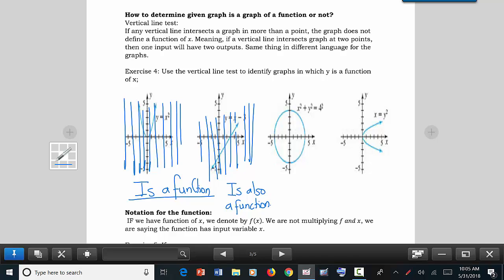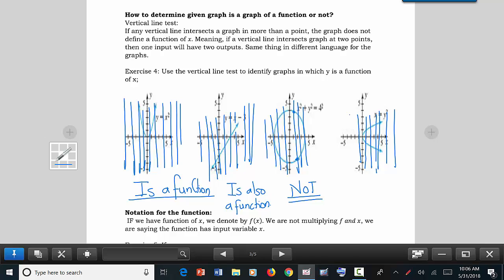Now here, if you draw a bunch of vertical lines, did we see a few vertical lines meet the graph at more than 1 point? For example, this point and that point. That's why it is not a function, because a few vertical lines meet the graph at more than 1 point. And similar story here, a few vertical lines meet the graph at more than 1 point. That's why this graph is not the graph of a function.